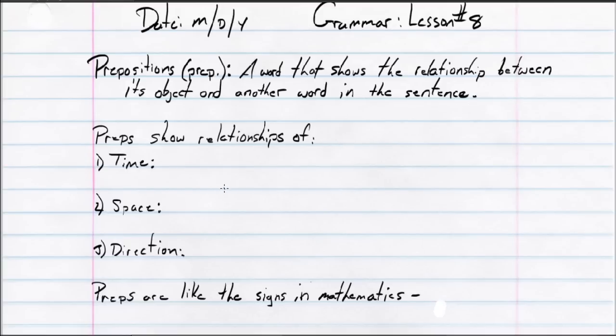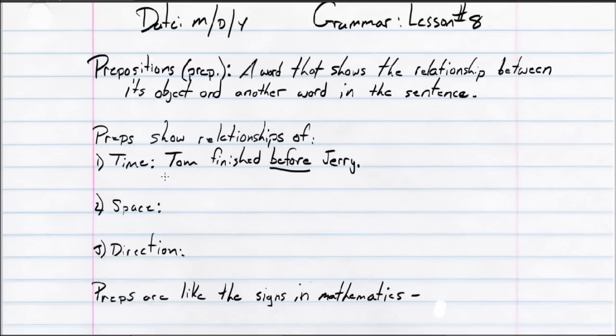So next we have prepositions show the relationships of, and then we have down here time, space, and direction. So let me give you an example here. Tom finished before Jerry. Tom finished before Jerry. So what we have here is before is the preposition, and it shows the relationship between finished and Jerry. Okay? Now, we could throw other words in there as well.